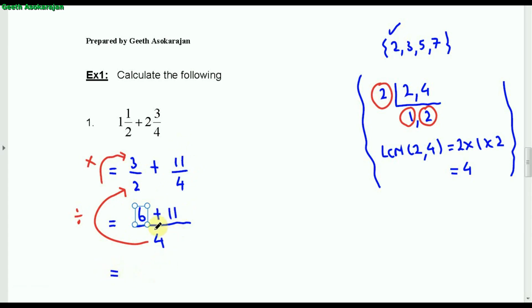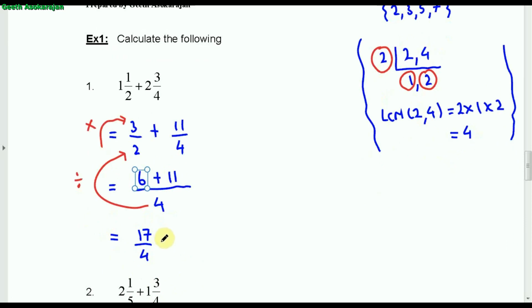1 times 11 is 11. And let's tidy this up. So as far as the numerator is concerned, 6 plus 11 is 17. So 17 over 4. So as you can see, I have an improper fraction. Let's write that as a mixed fraction.